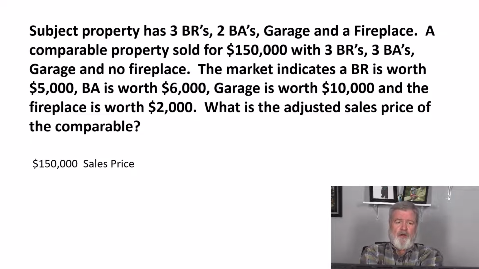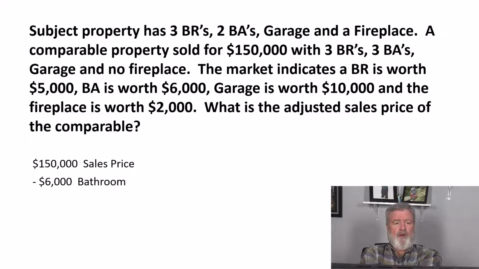So does the comparable property have more bathrooms or fewer bathrooms than the subject? Well, obviously the comparable has 3. So that's more than the subject's 2. So then we must subtract. So we know one of our adjustments is going to be to subtract $6,000 for the bathroom.